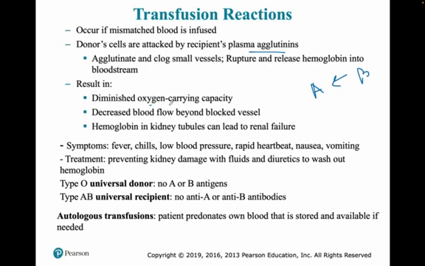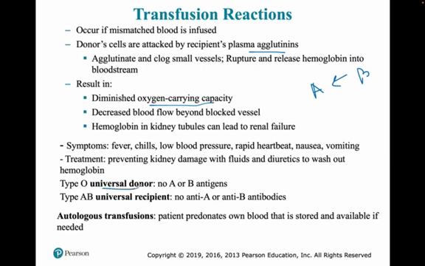Why? Because the RBCs are not matching with each other, so the RBCs will be destroyed, there will be diminished oxygen carrying capacity, and the blood vessels will be blocked because the blood is clotting. Then of course the kidney tubules will fail, which leads to renal failure. The symptoms are fever, chills, low blood pressure, because basically blood is not functioning, rapid heartbeat, nausea, vomiting. Immediately this blood has to be washed out from that person.